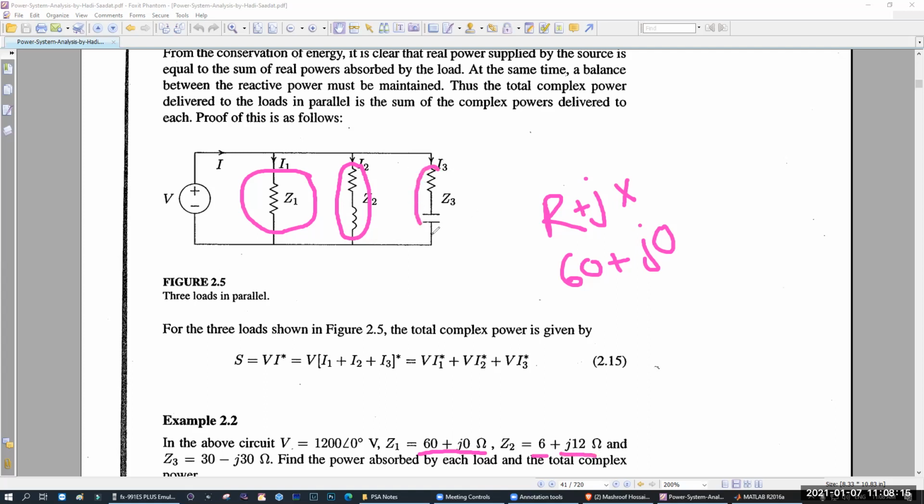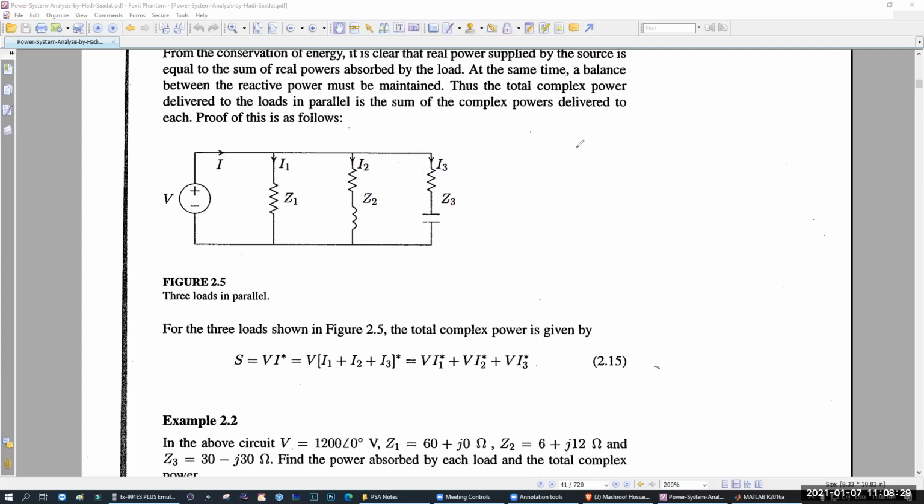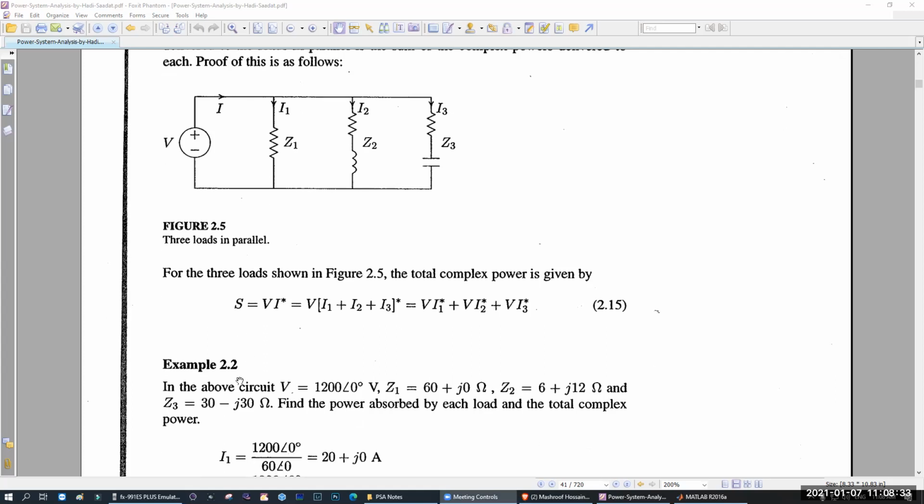Next one, you have a resistor and you have a capacitor. So the resistor is positive, obviously, because it is R, and the capacitor is negative. So 30 minus J30. Can you see that? So this is one thing you have to know again. This was supposed to be a topic of your AC circuit, I believe. AC circuit 2. So you already know it from there.